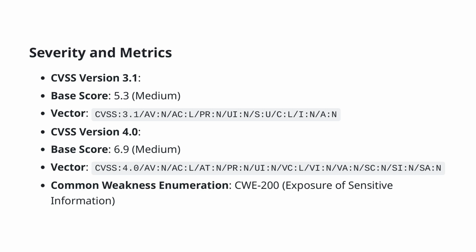The vector here reflects network exploitable, AV:N, low attack complexity, AC:L, no attack requirements, AT:N, no privileges required, PR:N, no user interaction necessary, UI:N, low confidentiality impact, VC:L, and no impact on integrity, VI:N, or availability, VA:N. The scores for subsequent confidentiality, SC, subsequent integrity, SI, and subsequent availability, SA, remain neutral, indicating no additional influence. This vulnerability falls under the Common Weakness Enumeration, CWE identifier CWE-200, which refers to the exposure of sensitive information.